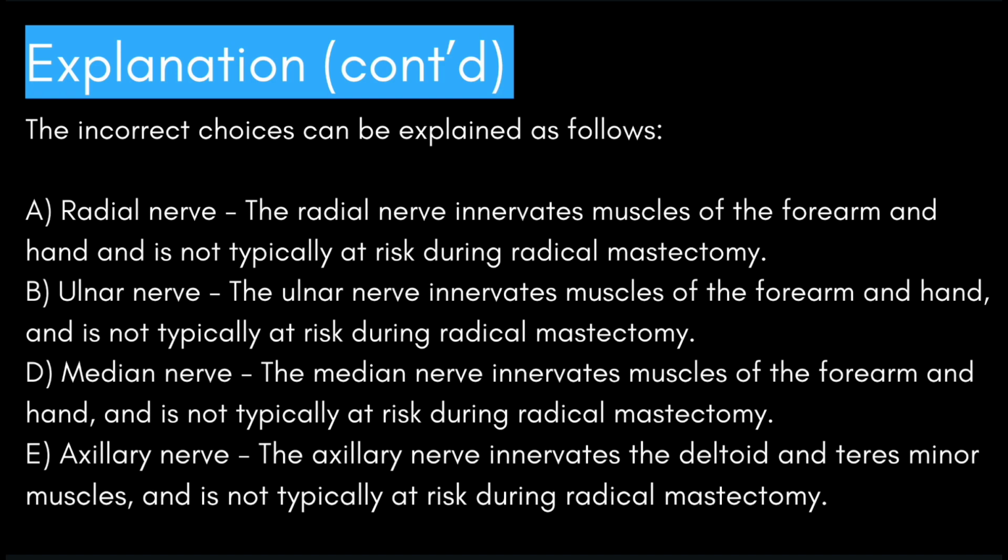during radical mastectomy. Axillary nerve. The axillary nerve innervates the deltoid and teres minor muscles and is not typically at risk during radical mastectomy. Let's go ahead and move on to the next problem.